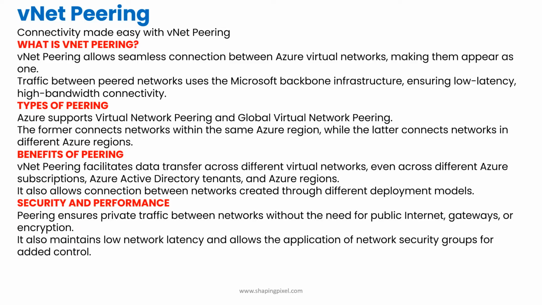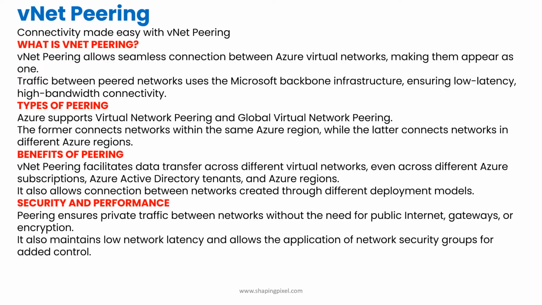VNet peering. VNet peering allows seamless connection between Azure virtual networks, making them appear as one. Traffic between peered networks uses the Microsoft backbone infrastructure, ensuring low latency, high bandwidth connectivity. Azure supports virtual network peering and global virtual network peering. The former connects networks within the same Azure region, while the latter connects networks in different Azure regions.